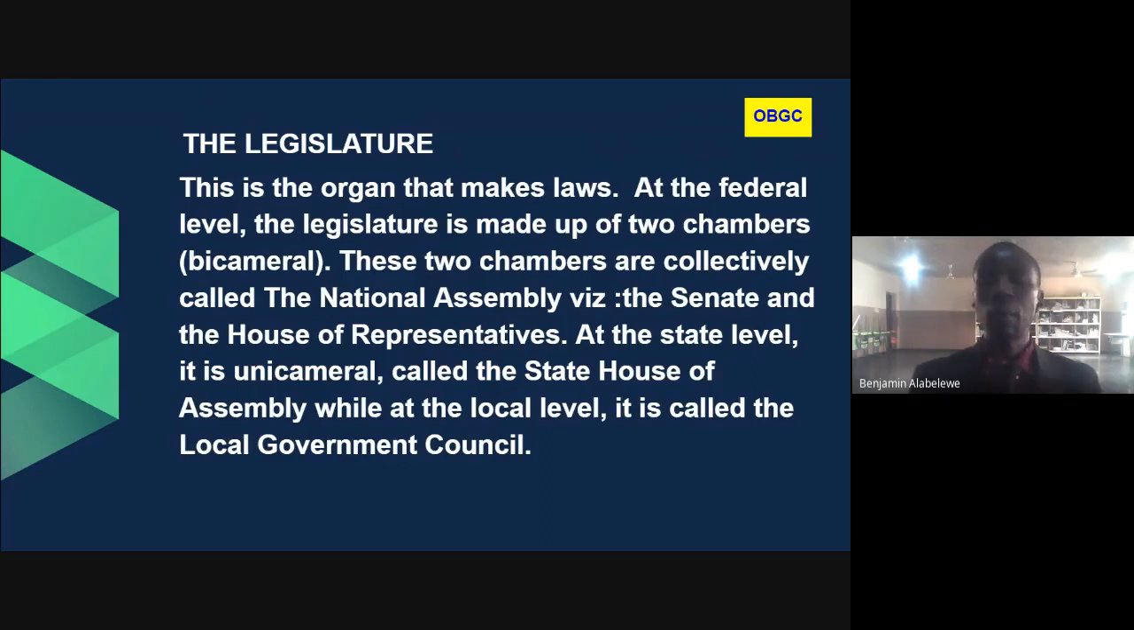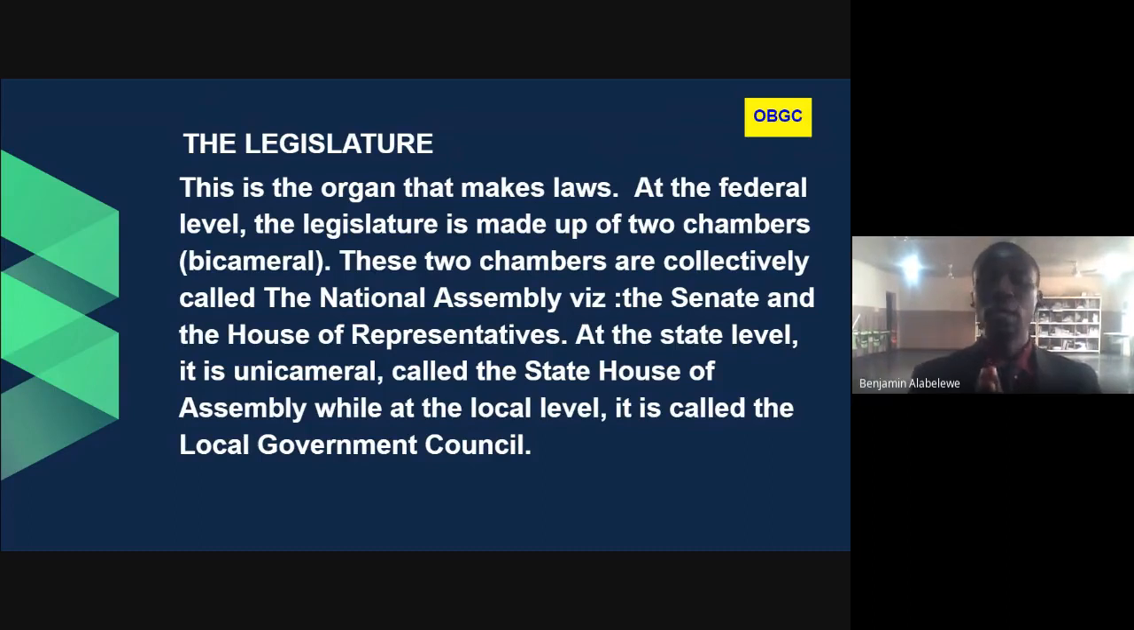The head of the upper house, which is the Senate, is the Senate president, and the members of the upper house are called senators. While the head of the lower house, which we call the House of Representatives, is the Speaker of the House of Representatives, and the members of the House of Representatives are called the honorables.